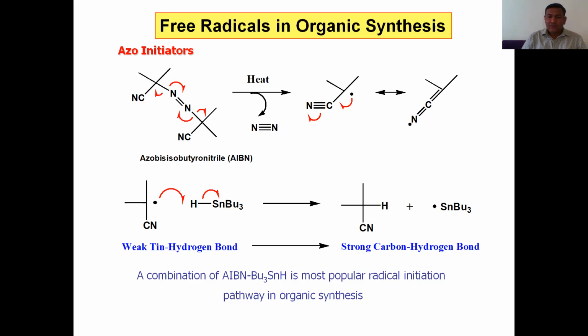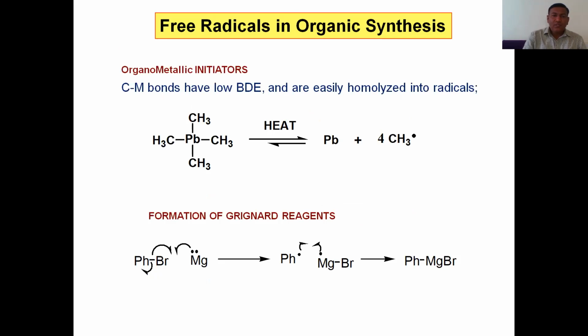Right? So this is the third one. We'll see the fourth one. Some radical initiators are organometallic. Organometallic means there will be a bond between carbon and metal. So carbon-metal bonds have low BDE and are easily homolyzed into radicals.